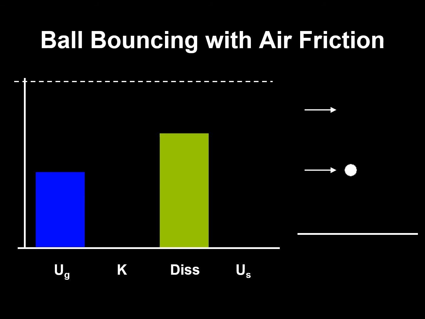All right, so these energy diagrams show what happens to the energy as it transfers back and forth, but the main idea is that energy is conserved, because the amount of energy I start with is equal to the amount of energy that I end with.